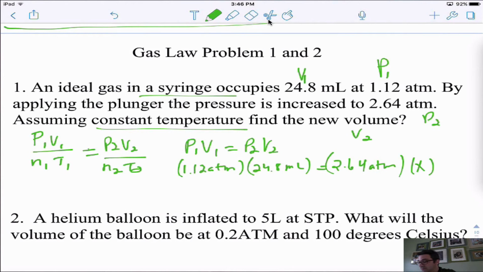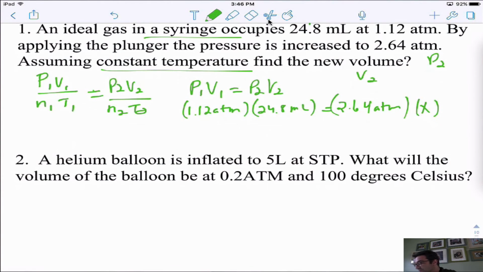Now, the second problem over here, they're talking about 5 liters at STP. And then they say, what will the volume be at 0.2 atmospheres and 100 degrees Celsius? This one has more difficulty to it. At first glance, it looks like you're missing values, but it turns out that they gave you a P1, a V1, and a T1. They just hid the P1 and the T1 in this term right here. This is T1, standard temperature, 273 Kelvin.